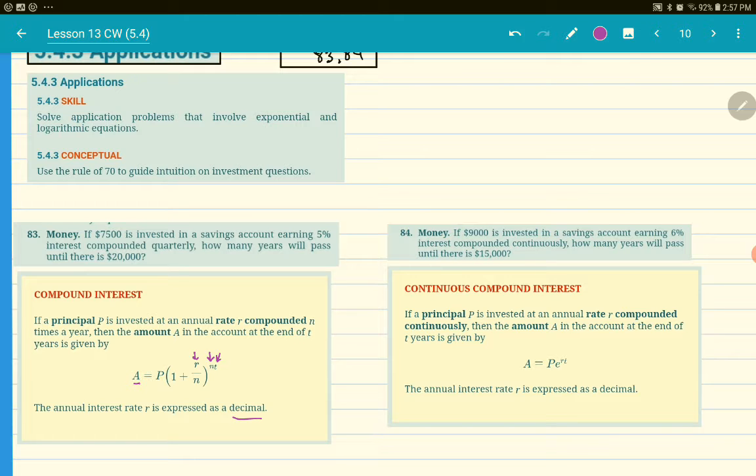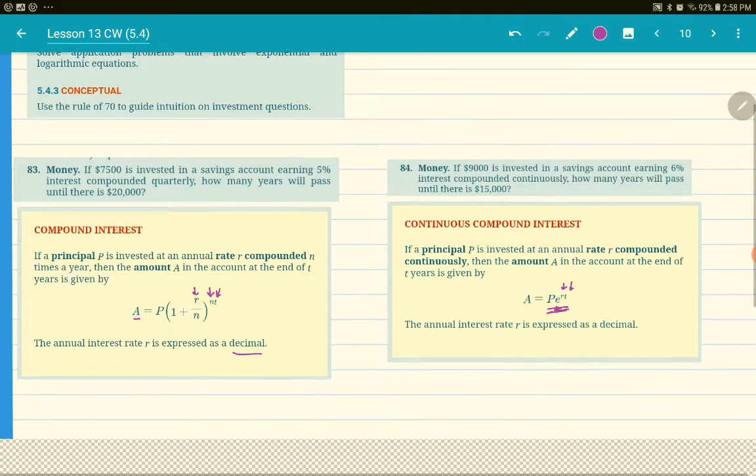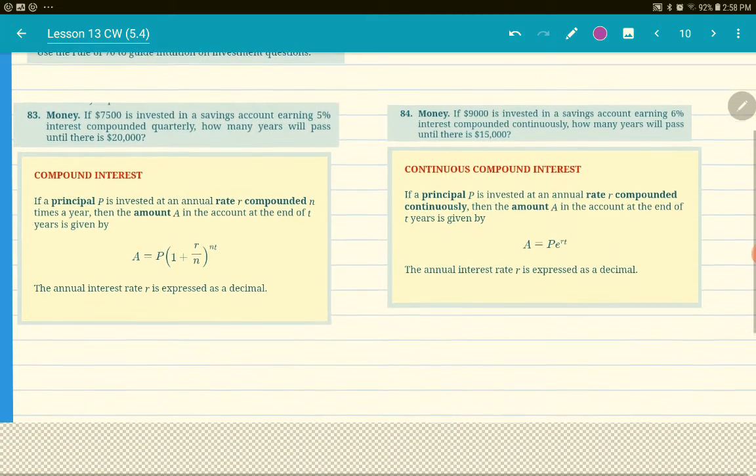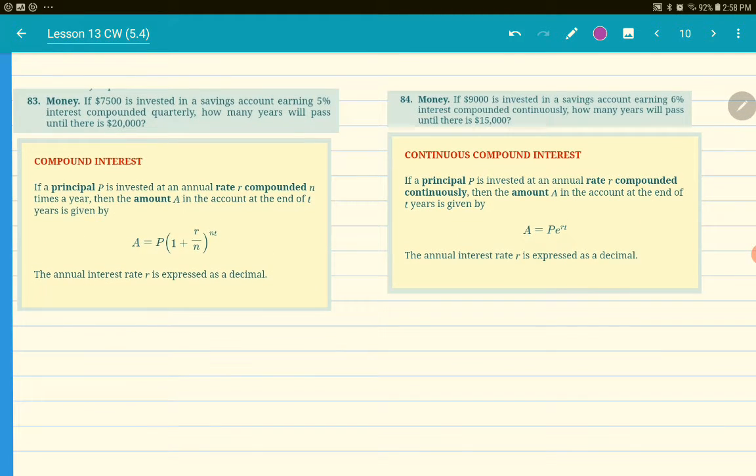If you have continuous compounding interest, then we can use this function over here where we use that irrational number e. We still have r and t, but instead of the n, to have it compounded n times per year, if it's being compounded continuously, then we use e and this formula here. With these two formulas, here are your application problems. We just have to identify those variables and then use the equation to find your answers.